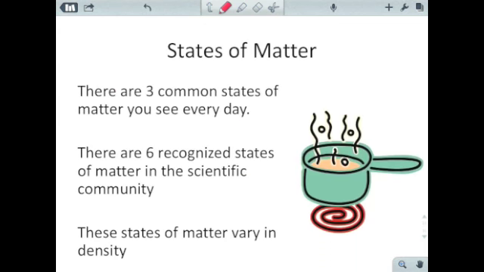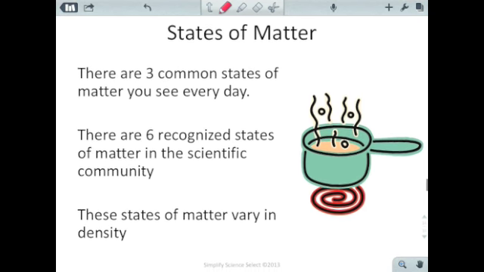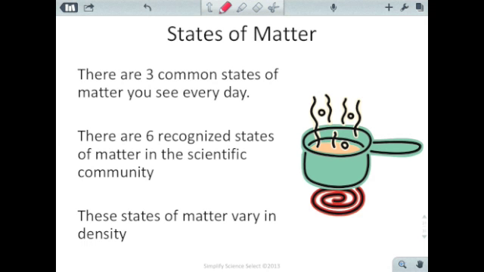Now, density has a great effect on the states of matter. Matter will be broken up into basically how dense the particles are. How far apart the particles are will tell us the density, and it'll tell us what state of matter. There are three common states of matter we see every day. We see solids, we see liquids, and we see gases.